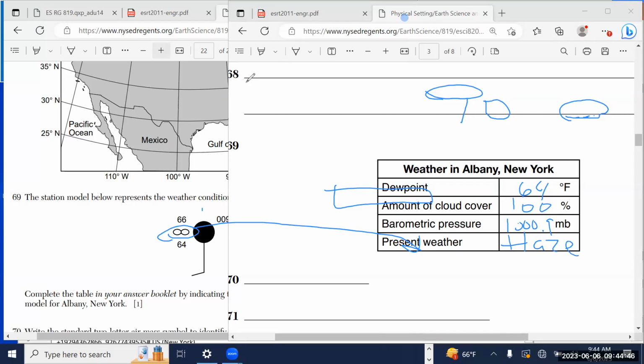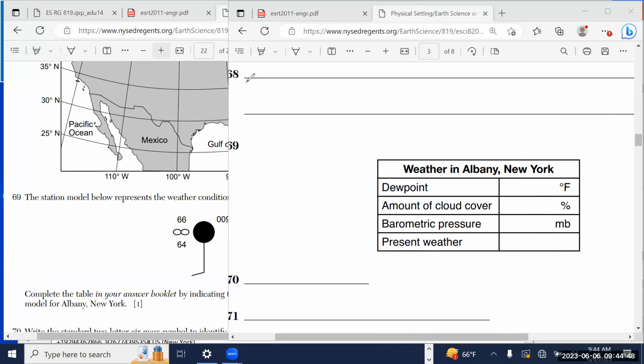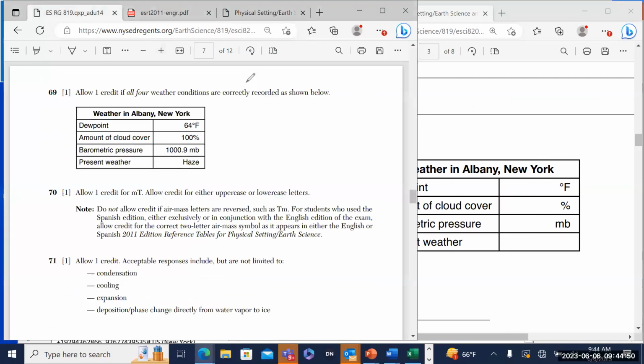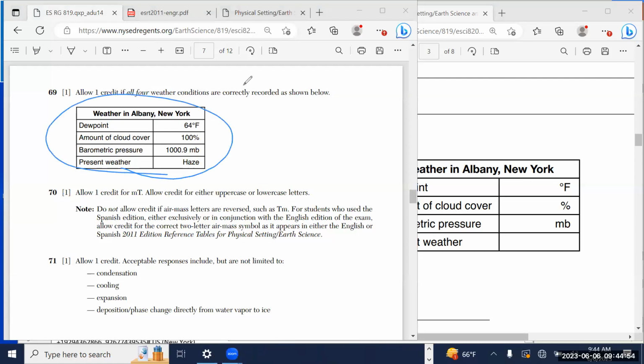And your final answer to show everything, I'm just going to show it on the answer sheet right here: dew point 64 degrees Fahrenheit, cloud cover 100%, barometric pressure 1000.9, and present weather is haze. All right. Now for 70.